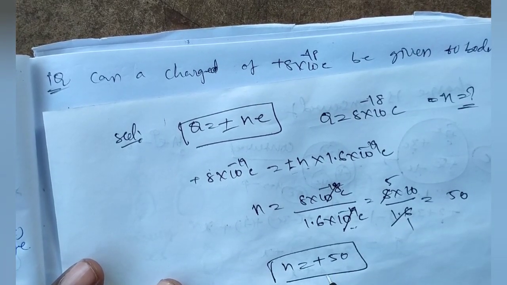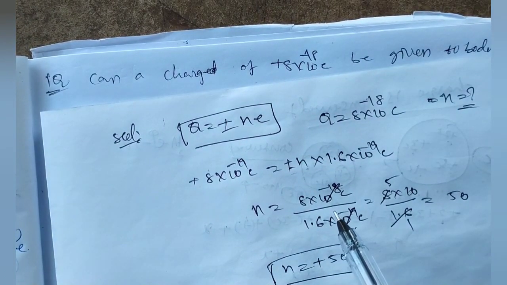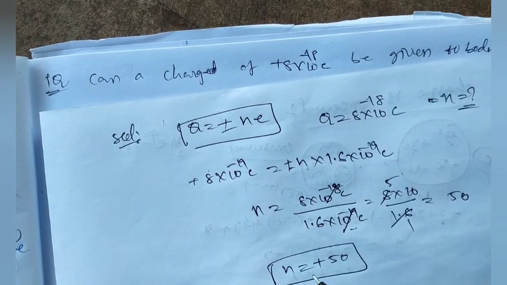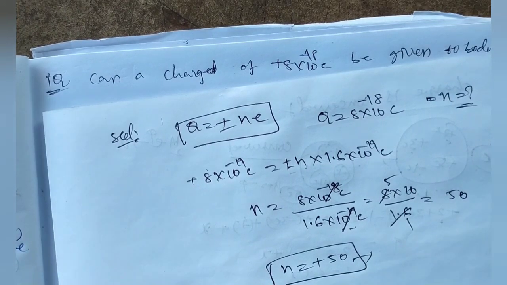That means the charge on a body is 50 times the fundamental charge. On a body, an integral multiple of charge can be formed, not 2.5, not 5.5, not 20.55. That is, only an integral multiple of charge carriers can be formed in a body. Okay, thank you, one and all.